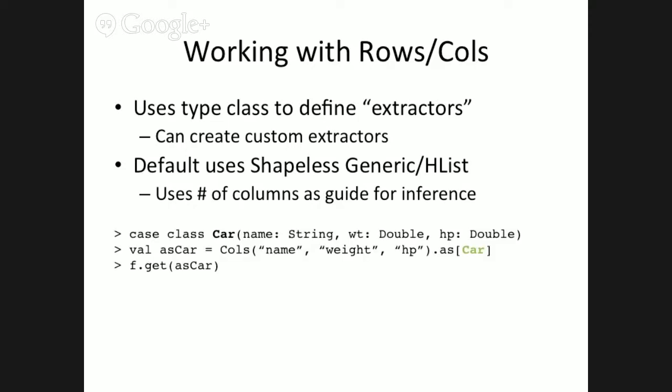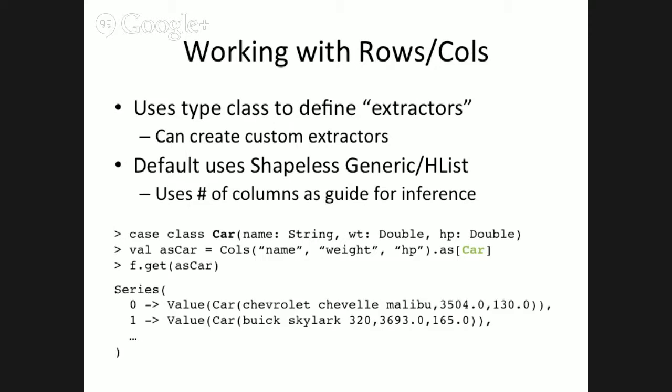So here's a little example where we have a car case class with three fields. We basically define our cols outside of here. Cols doesn't actually get any data by itself. It just creates a description of how you get the data out of the frame. You can see here, we say as car. This is thanks to Shapeless. Shapeless has this thing called Generic. Given a car, we know how to turn that car into an HList and how to turn an HList back into a car. So we can figure out how to actually extract those values. We know it's a string, double, and when we get the values out, we actually get out the series, and it's actually full of cars, which is pretty nice.